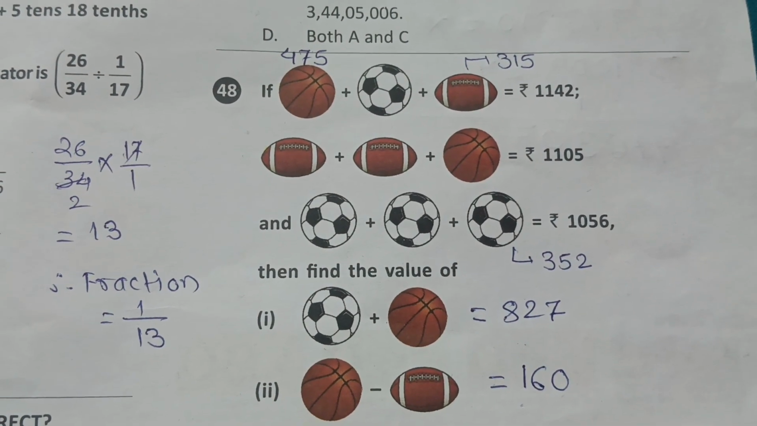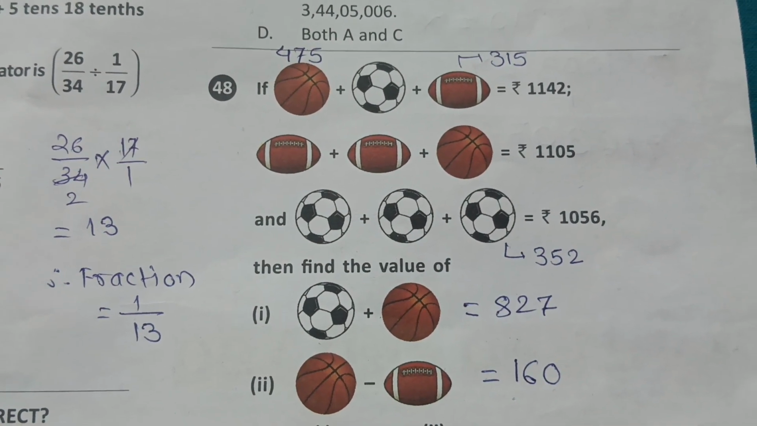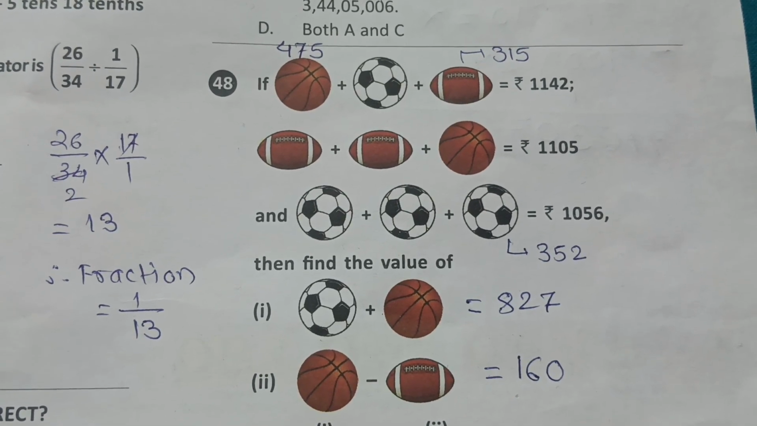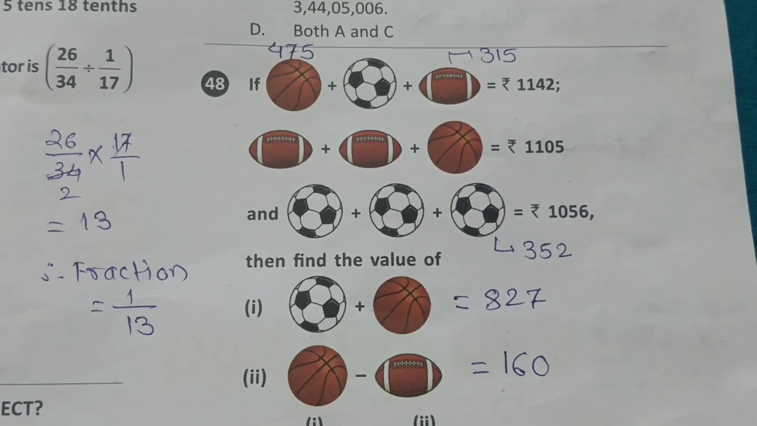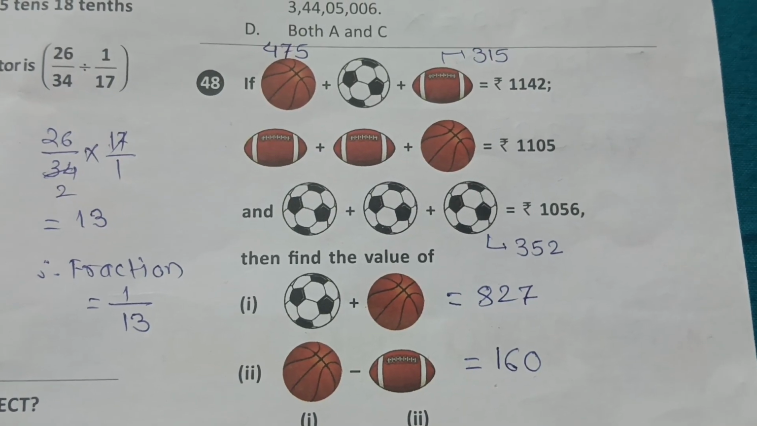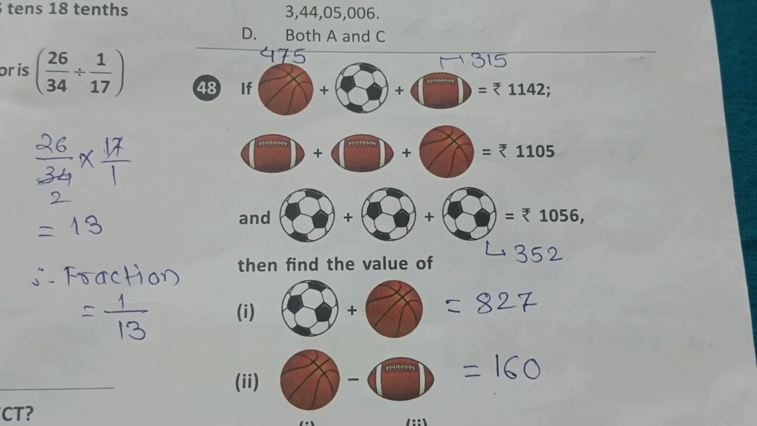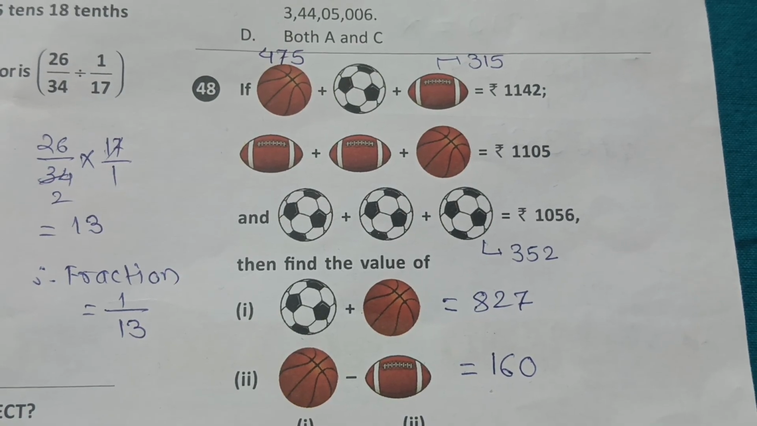Here in question number 48, some equations are given and we have to find out the value of some equation. So from the third equation, the value of 3 footballs is 1056. So to calculate the value of 1 football, we have to divide this by 3. So we get the value 352 for 1 football.